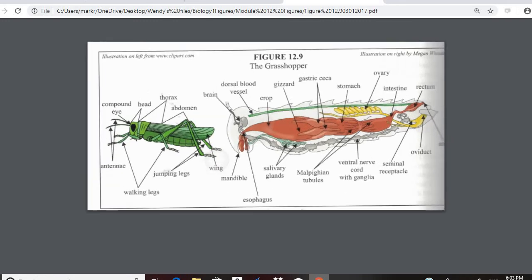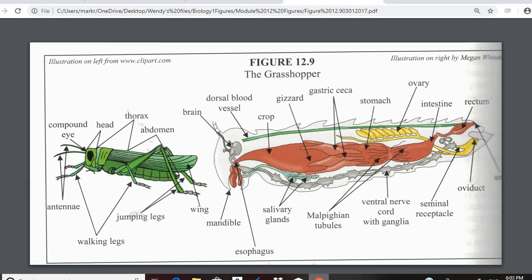Okay, so let's look at the internal anatomy of an insect. Here is a grasshopper, and you will see that some of these structures are going to be similar from animal to animal within the arthropods, and then within the classes within the arthropods. So we talked a little bit about different functions of legs. In this grasshopper, the front legs are used more for walking. The back legs are used more for jumping.